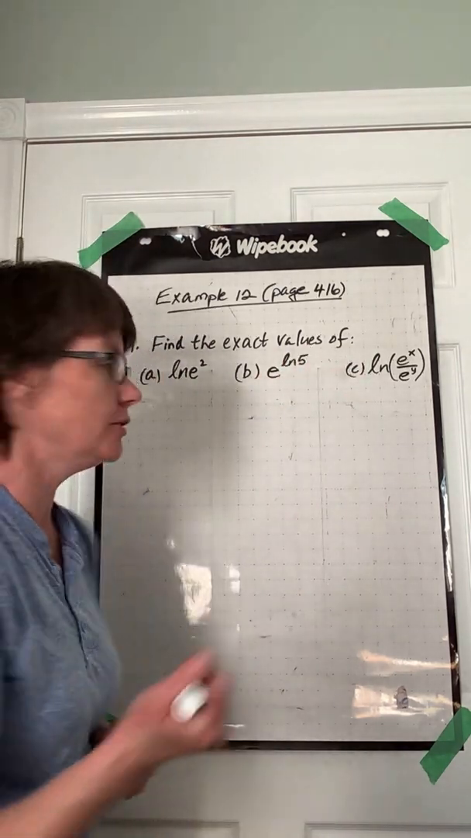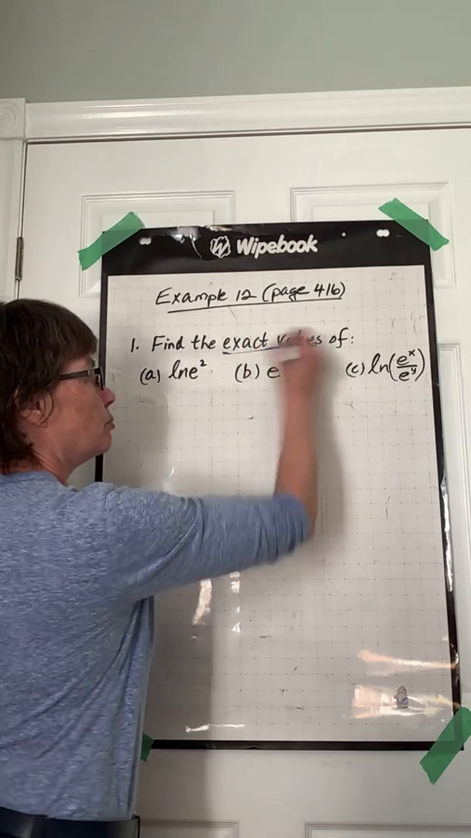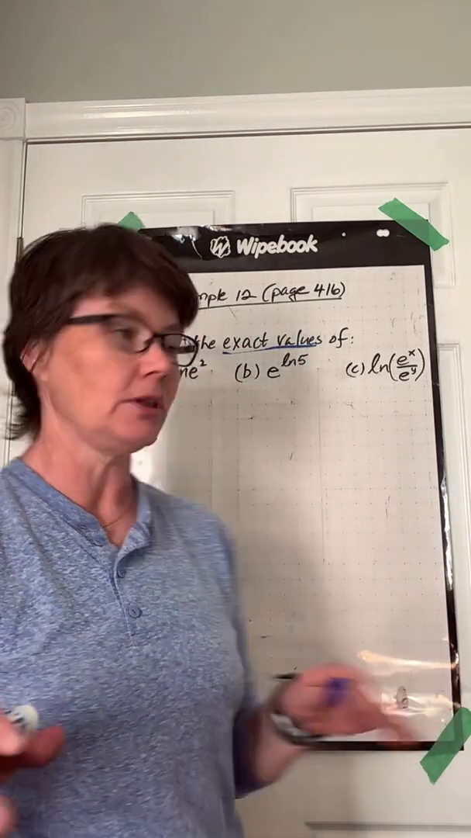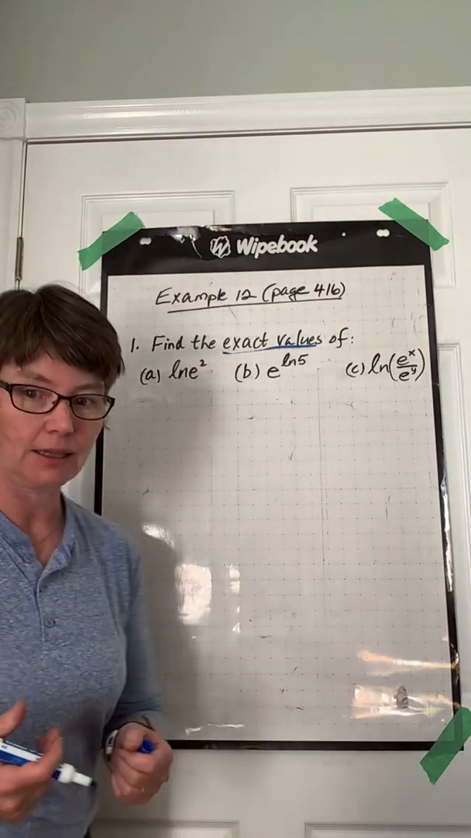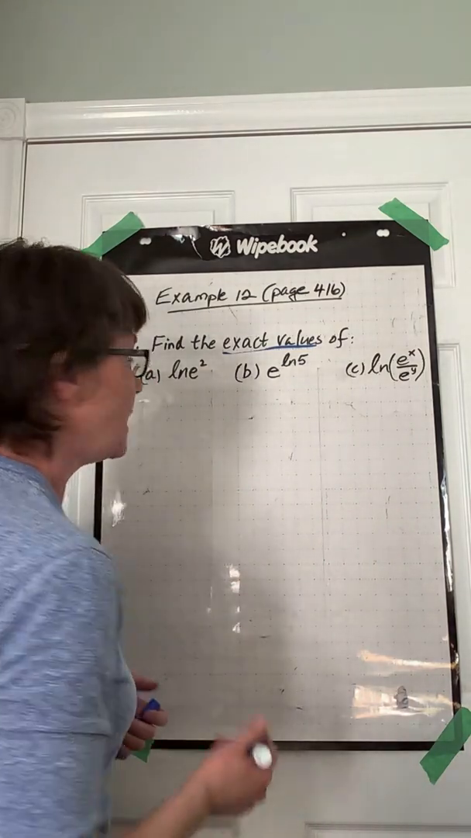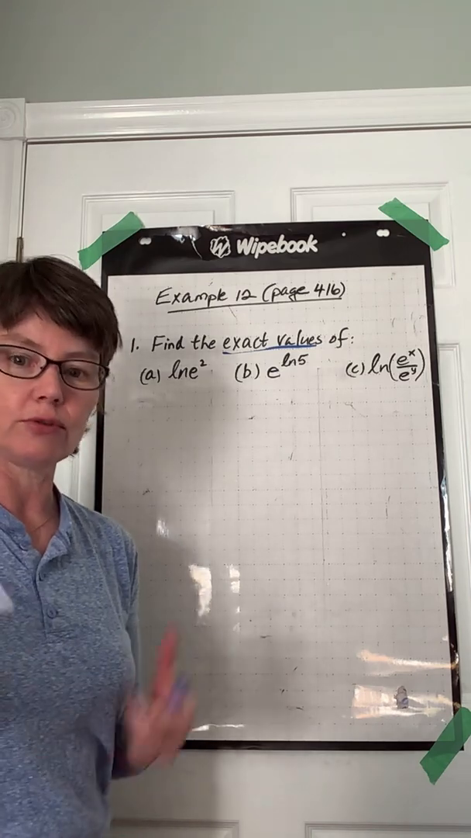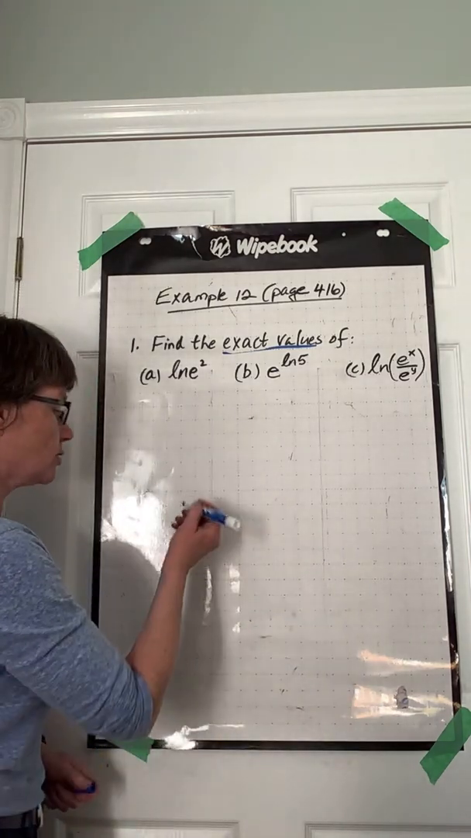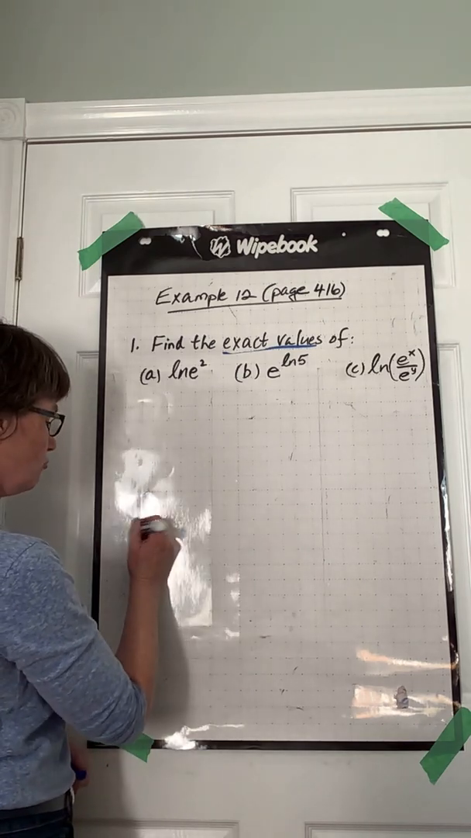So exact values means we are not going to plug this in our calculator and get an approximate decimal number. Not going to do that. We're going to figure out exactly what this is, okay? And we need to be able to show that work and prove and justify that we know what this number is. Okay, so we're going to be thinking about a few of our rules here.